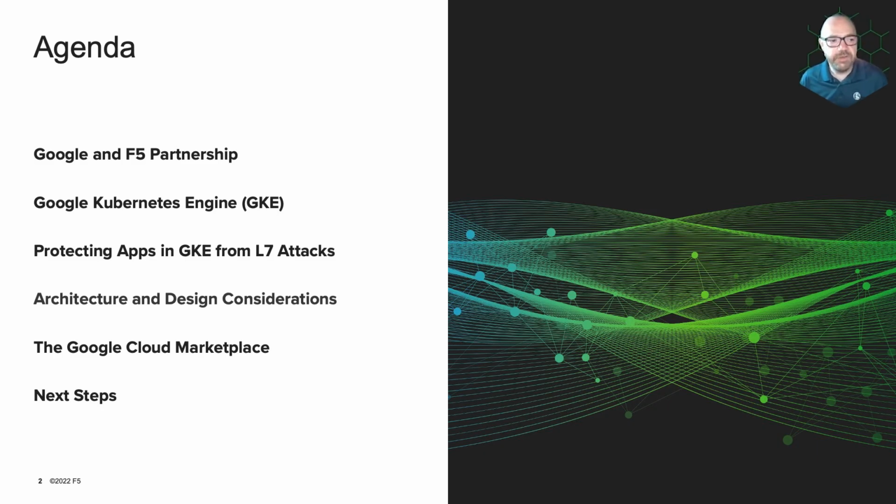Okay, so what are we going to talk about? Well, the first thing we're going to talk about briefly is the Google and F5 partnership. Then I'm going to talk a little bit about the Google Kubernetes Engine, otherwise known as GKE, and then how we protect apps in GKE from layer 7 attacks, some architectural and some design considerations. Then Mark's going to take over and take you through some information about acquiring this technology through the Google Cloud Marketplace, and then we might talk about what the next steps are.